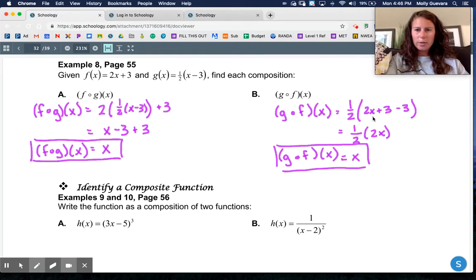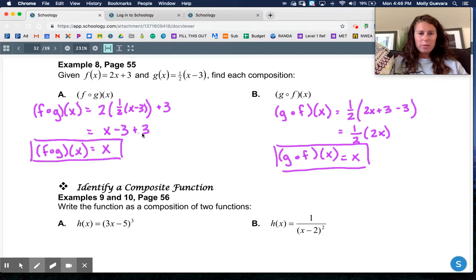Alrighty, so check your work here, make sure everything looks good. I plug g into f in this first one, and I multiply the 2 times 1/2, which just gets me 1. So I'm left with x minus 3 plus 3, and the 3's cancel, and I get x. And then over here on b, I plugged the 2x plus 3 into x, so the 3's can cancel, and then I get 1/2 times 2x, which is x. And hopefully if we remember back, when you plug one function into the other and then the first function into the second, in both ways, if you get x both times, it means that these functions are inverses of each other, which we will talk more about in the next video, but just as a little hint, okay?